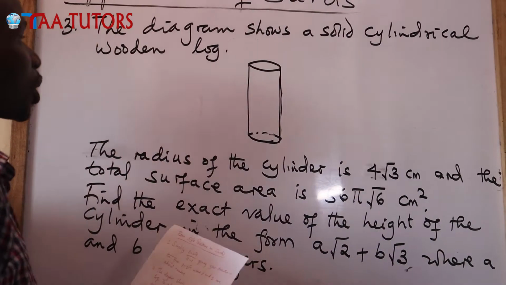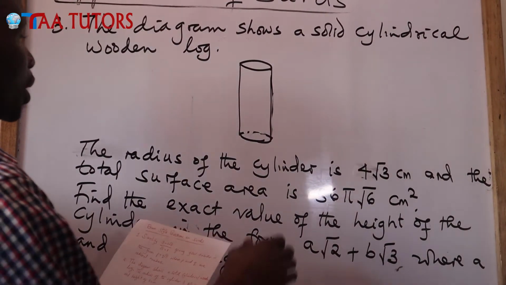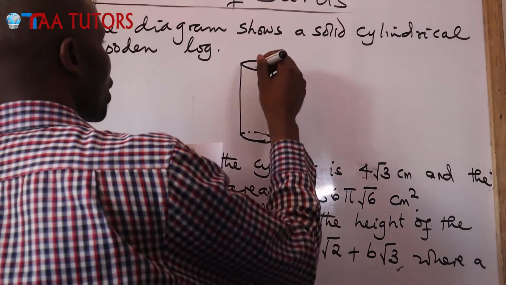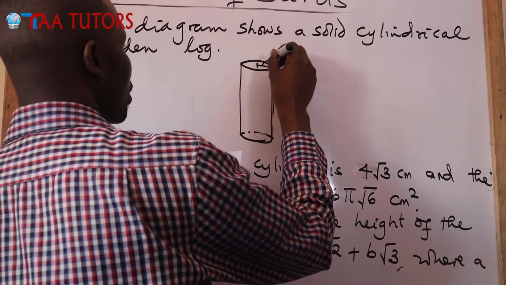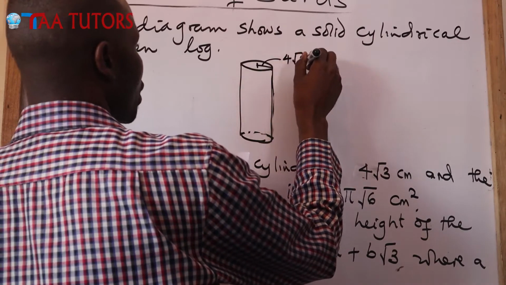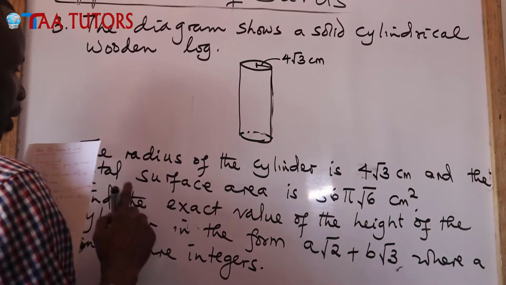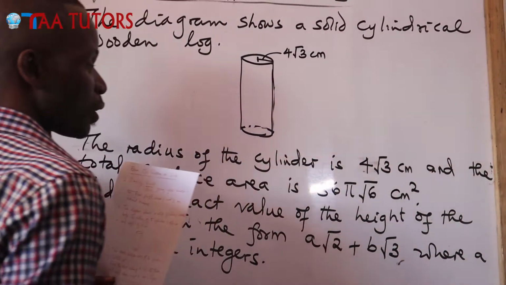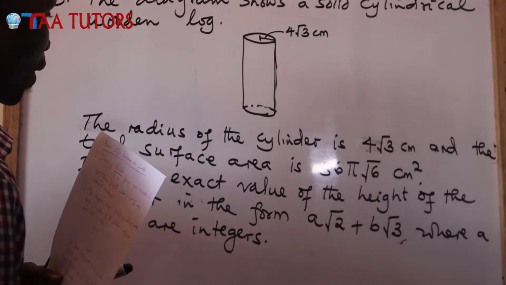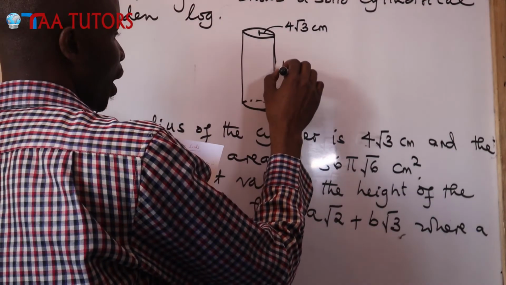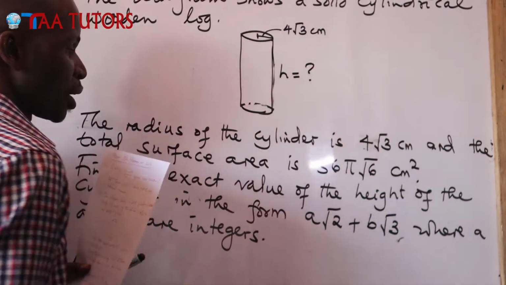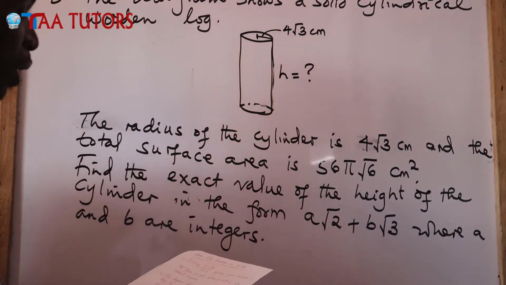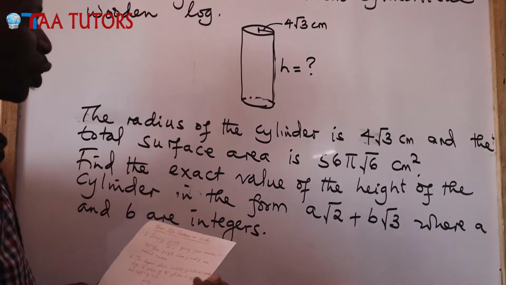So the diagram shows a solid cylindrical wooden log, and the cylinder is here. The radius of the cylinder is 4 surd 3 centimeters. And the total surface area of the solid is 56 pi surd 6 centimeters squared. Find the exact value for the height here. That's what they want us to get, and they want us to express that value of height in surd form. So if you have to express this value of height in surd form, what do we need to do?